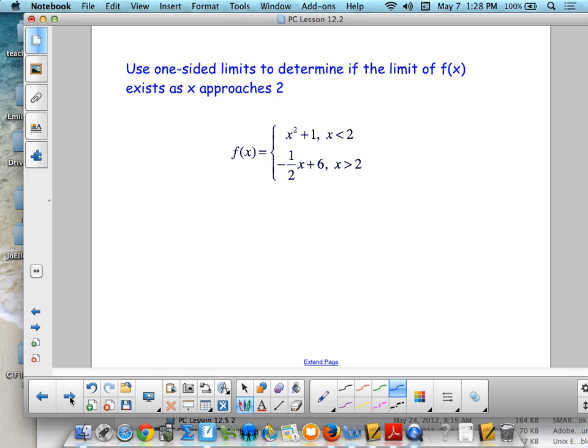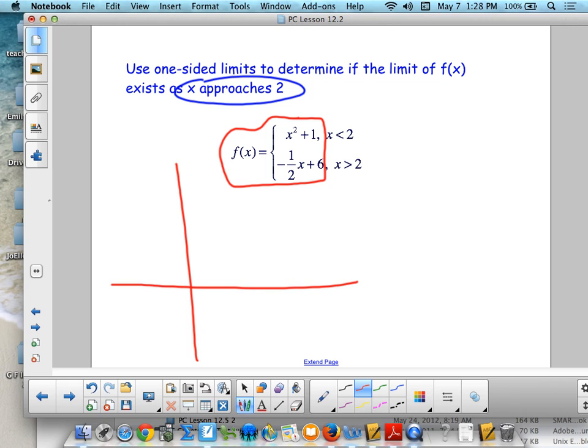It says use one-sided limits to determine if the limit of f of x exists as x approaches 2. Okay, guys, I'm going to try to speed you up a little bit because I just know we have a lot to do. So I'm going to do this for you. I'm going to graph this function right now. Okay? And here's how I would graph it. I hope you listen because you're not going to really do it. I'm doing it. You're just going to agree and copy. It says for all x's less than 2, right? Well, if I stick 2 in, what do I get?